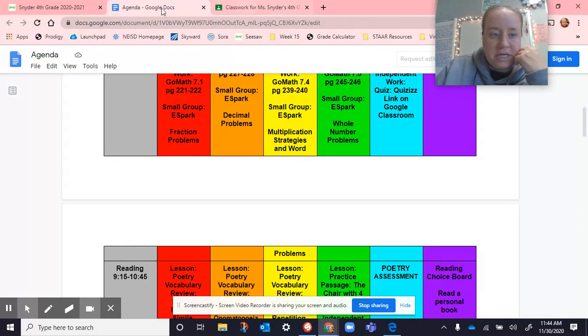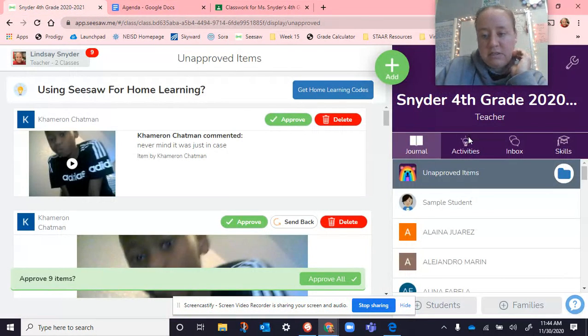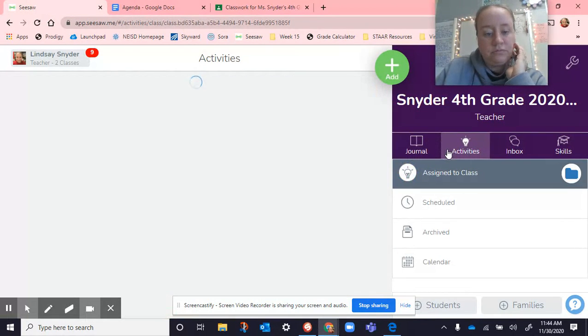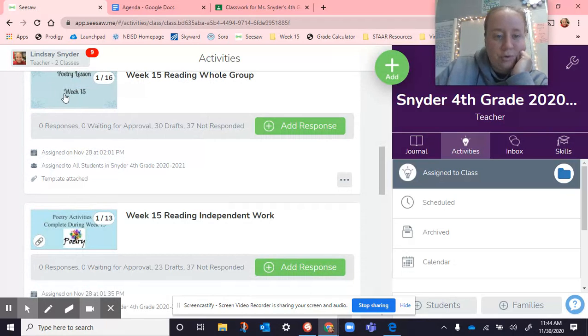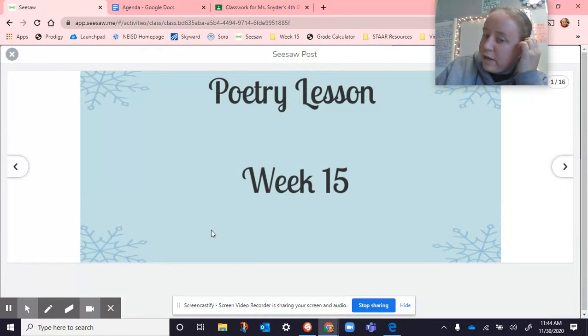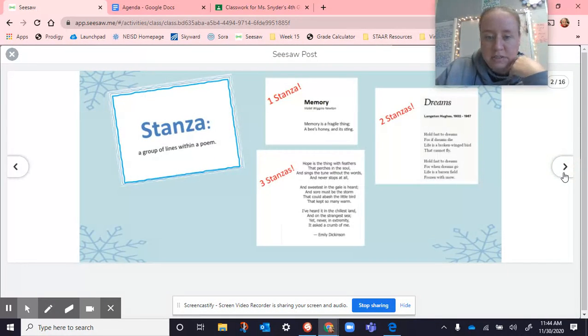Then we got into reading, and reading is in Seesaw. So if you go to activities and you scroll down to reading whole group, we went over some vocabulary today from poetry. So we talked about what stanzas are. So stanzas, here's an example of 1 stanza, 2 stanzas, and 3. So you can see the gaps in between them. Those are separating the stanzas. And so a stanza is a group of lines that are within a poem.